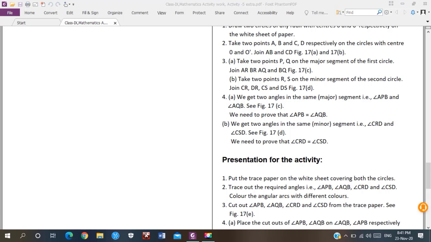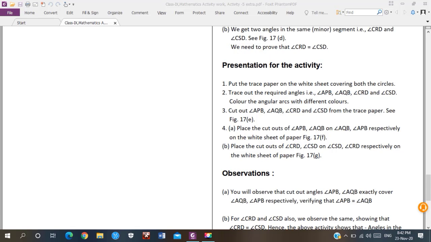Presentation for the activity. Put the trace paper on the white sheet covering both the circles. Trace out the required angles, that is angle APB, angle AQB, angle CRD and angle CSD. Color the angular arcs with different colors. Cut out angle APB, angle AQB, angle CRD and angle CSD from the trace paper.